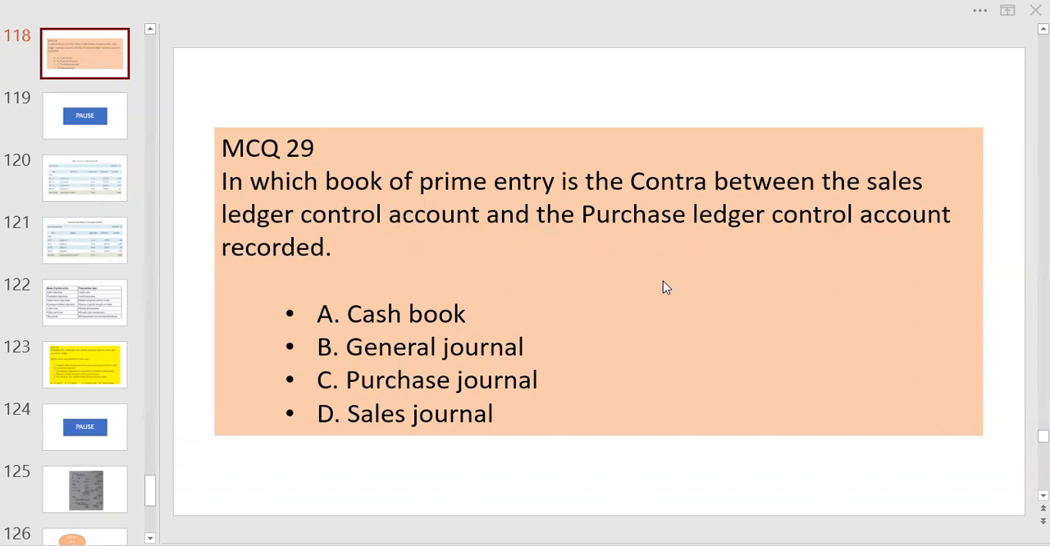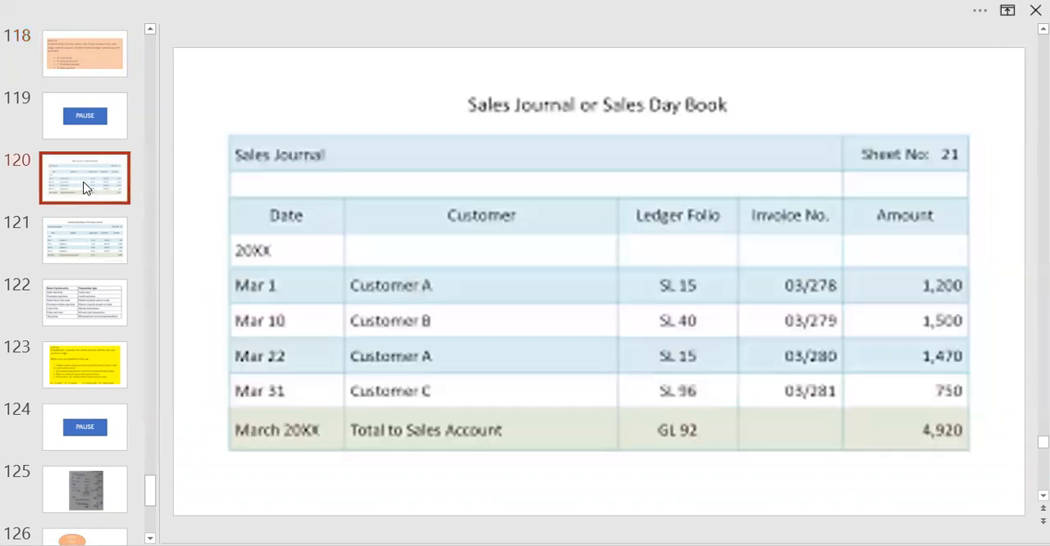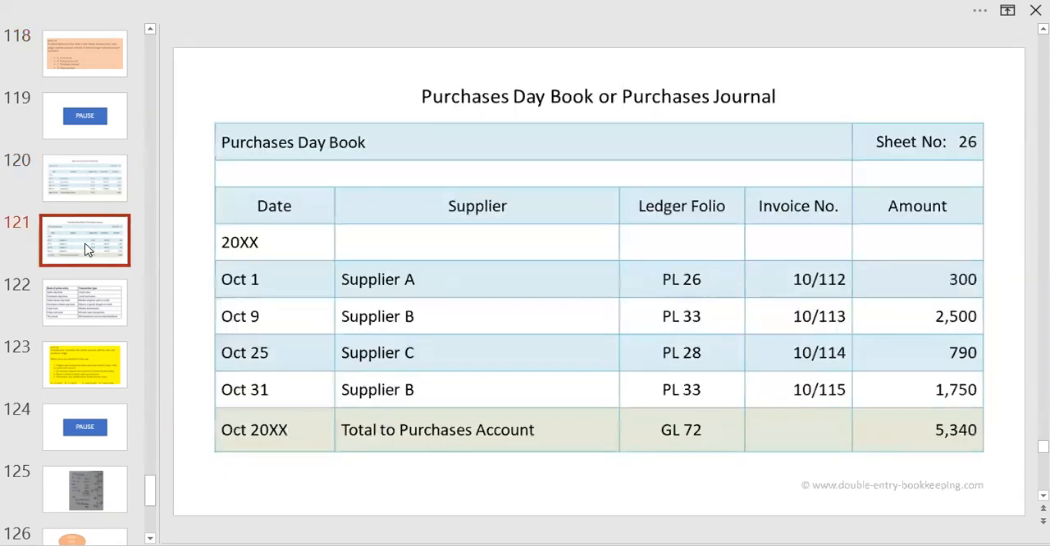Now how a sales ledger control account works. Okay, there's a thing called sales day book. The slide is not very clear. You can take the next one. Purchase day book. Similarly, in concept, it is the same thing. Okay, a purchase journal or a purchase day book may appear like this.